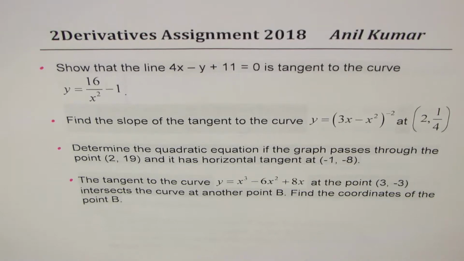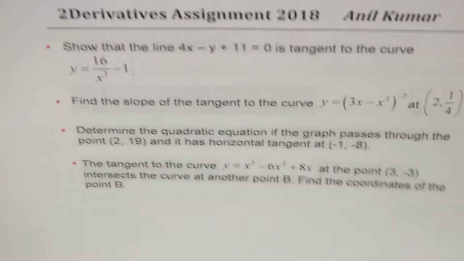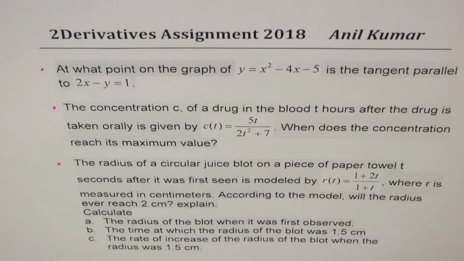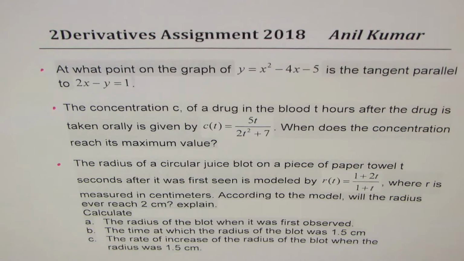So on the next page we have 3 more questions, which are: at what point on the graph of y equals x squared minus 4x minus 5 is the tangent parallel to 2x minus y equals 1? Then we have 2 application questions here.